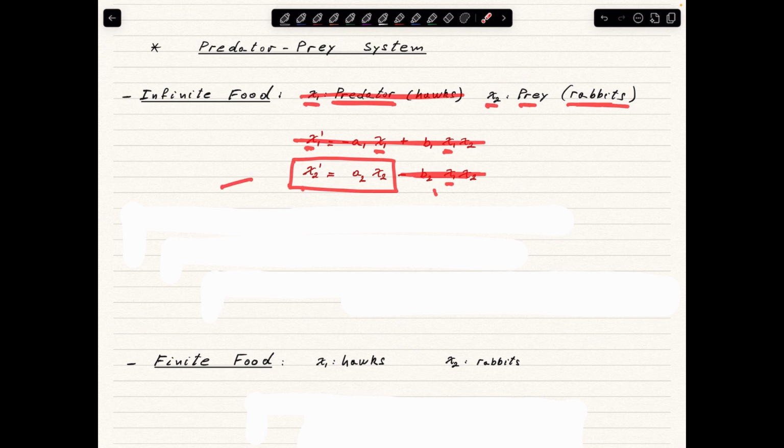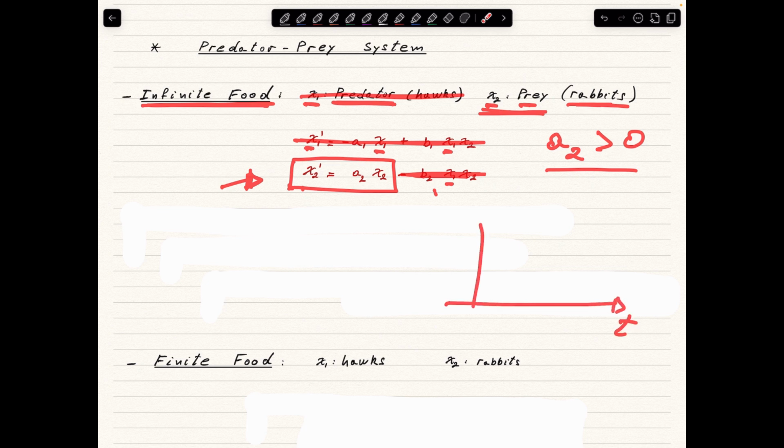And this is the exponential growth equation, because pretty soon we are going to say that the coefficient a2 that appears in that equation is positive. So this is what we mean when we say that the predator-prey system has infinite food resources for the prey. The equation that describes the prey alone is the exponential growth equation, which, as we know, has a solution that grows exponentially with time.